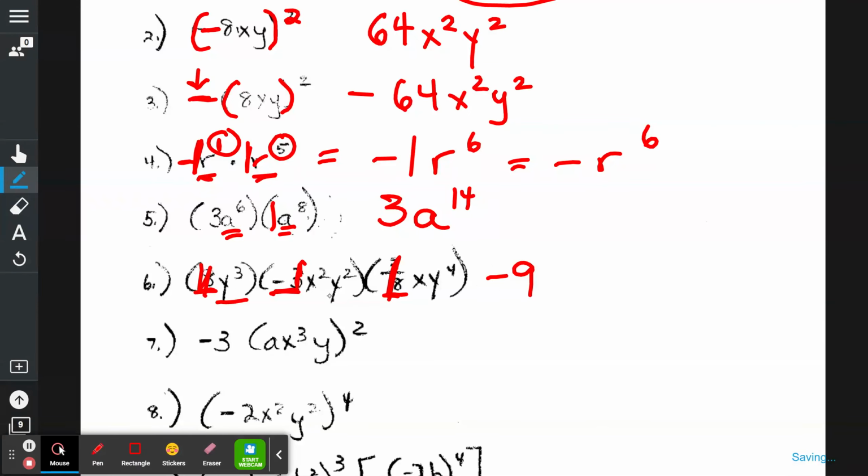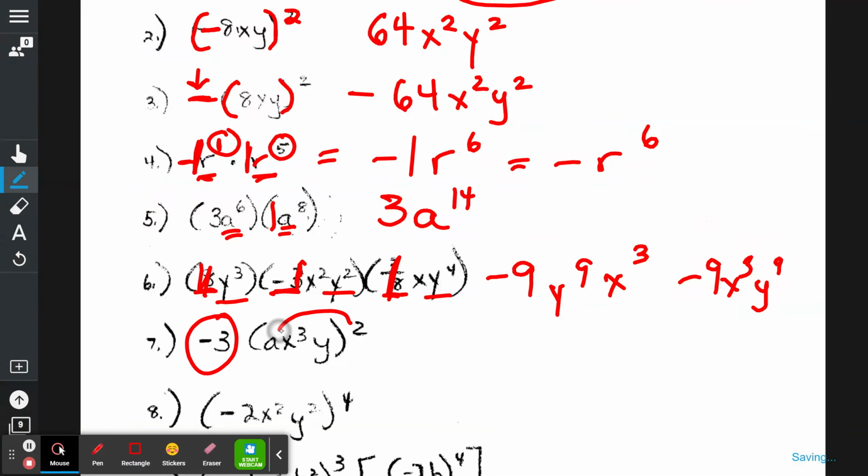Y cubed, y squared, y to the 4th is y to the 9th. And x squared x is x cubed. So I probably should have written it -9 x cubed, y to the 9th, but they're both correct. Okay, this is just multiplying this term after I distribute. So it's going to be -3 times a squared x to the 6th y squared.